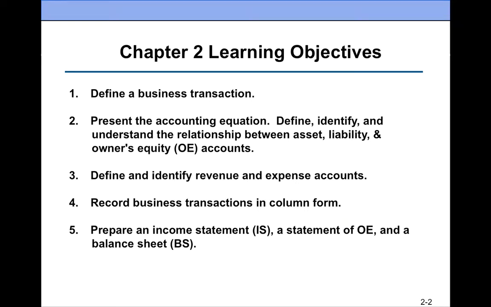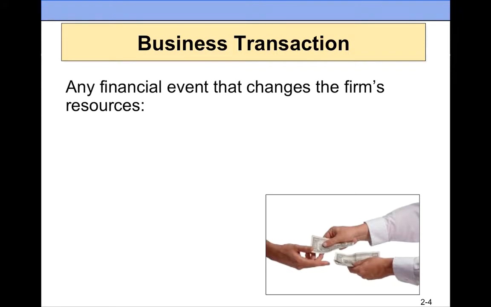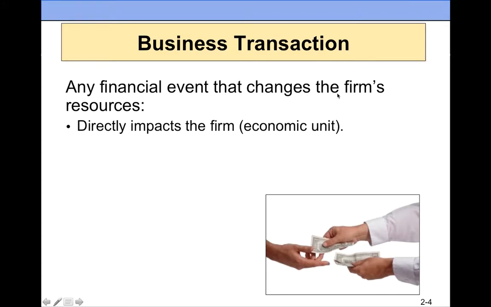Okay, let's start going. So define a business transaction. Business transactions are building blocks of our accounting system. In reality, if you have your own business, you have tons of source documents. You have invoices, check numbers, sales slips. In this class, the actual transactions will be given to you. And this is a definition of a business transaction. It's any financial event that changes the company's resources. So it has to directly impact our firm.